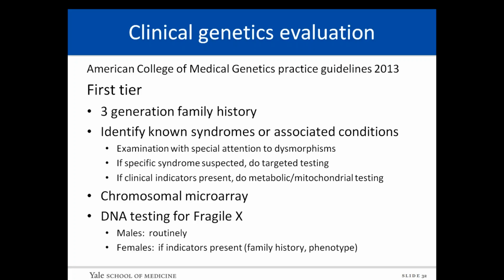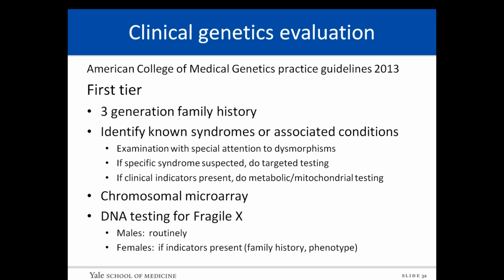The ACMG also recommends a chromosomal microarray in all individuals on the spectrum, and then DNA testing for Fragile X because there is this significant overlap between Fragile X and autism. So routinely in males, and in females if there are indicators present from the family history or the phenotype.